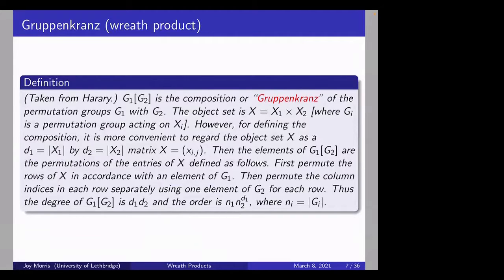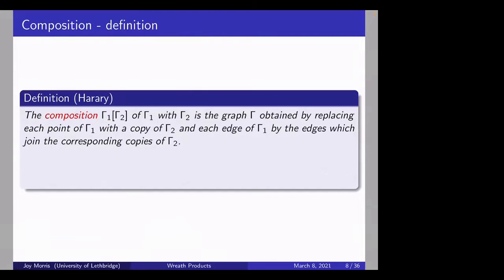Okay. So now he defined the graph, the composition of two graphs. And this is the word description. So we take the first graph gamma 1 and the second graph gamma 2, and we replace each vertex of gamma 1 with a copy of gamma 2, and the edges of gamma 1 by all of the edges joining corresponding copies of gamma 2.